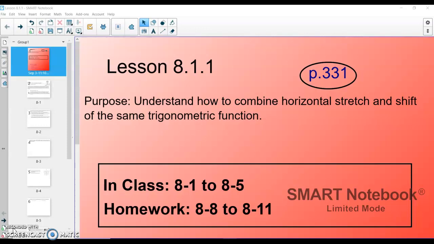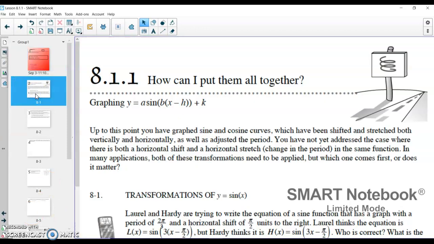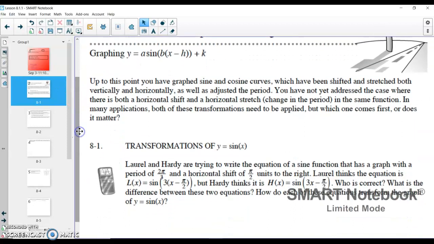In class, we really have 8.1 to 8.5. I will probably get 8.1 to maybe 8.4 in the video, and I'll leave 8.5 to you guys. Hopefully by that time, through the lesson, you can see what we're doing here. And then homework, I kept it kind of short as well. That's 8.8 to 8.11. Starting with the first one, the first problem kind of breaks down exactly what we're seeing and what we are going to see throughout this entire lesson.